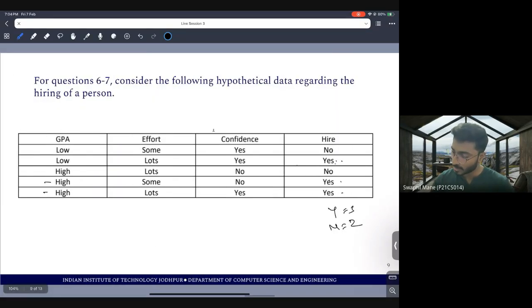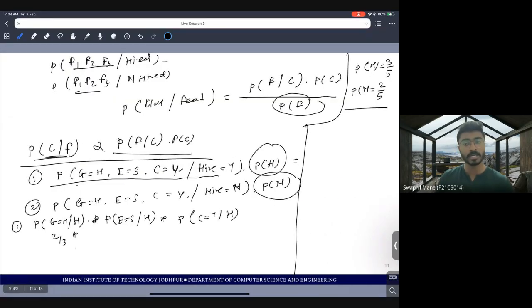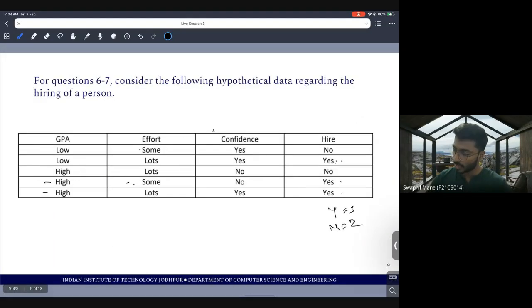For effort is some, for S you can see only one here. This one is a no. How many times is some getting? One time for S. So 3, why am I taking 3 as the denominator? Because we need to find from the S samples. Whatever S samples are there, higher samples are there, and from those higher samples, how many have the GPA high, how many efforts are some. So here we get 1 divided by 3.